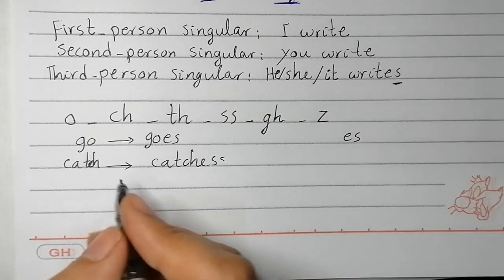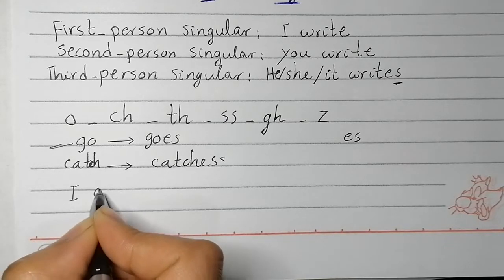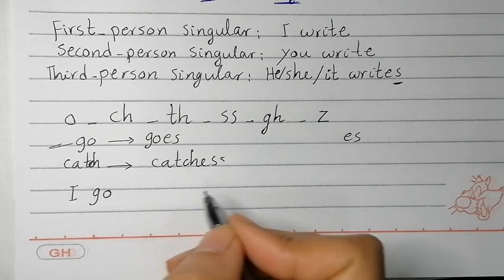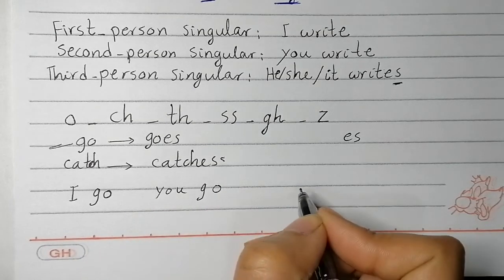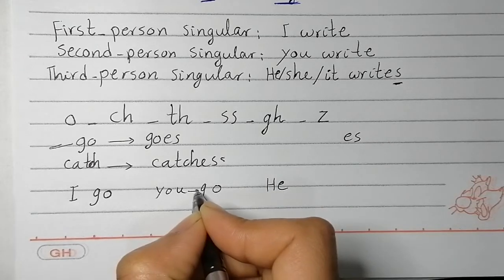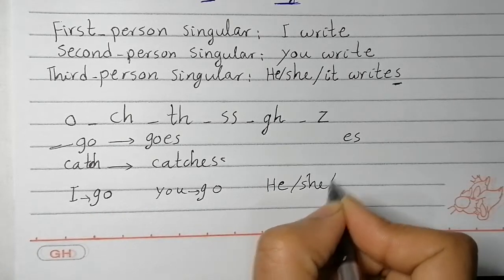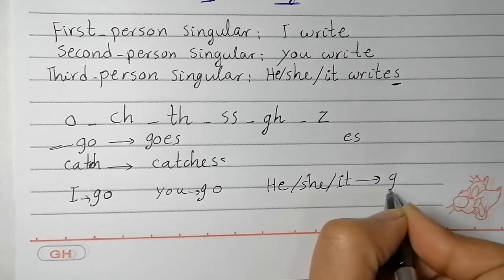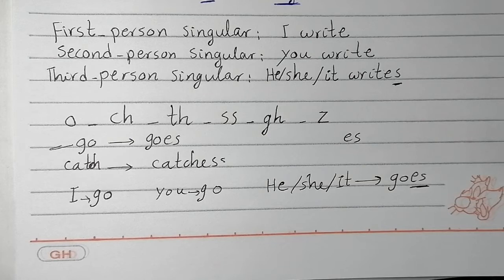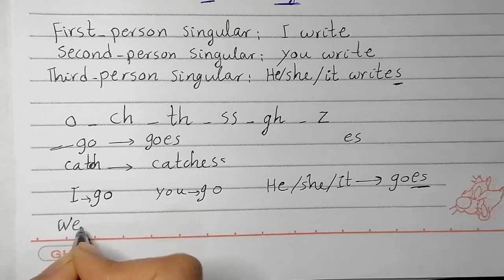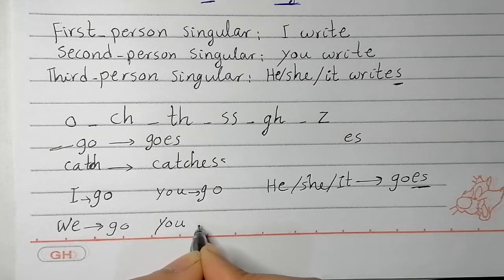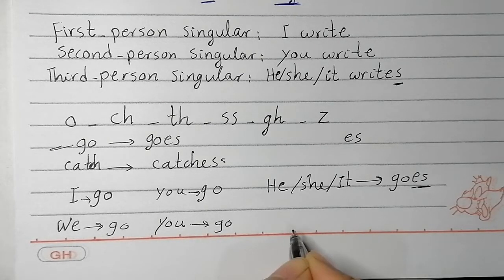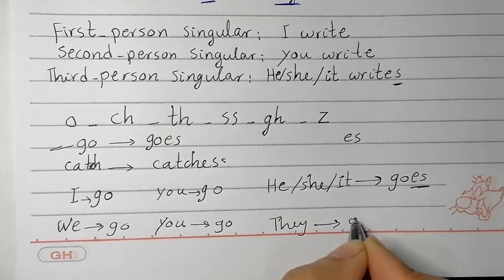First person singular with go, I go. Second person singular, you go. Third person singular, he or she or it goes. Okay. First person plural, we go. Second person plural, you go. Third person plural, they go.